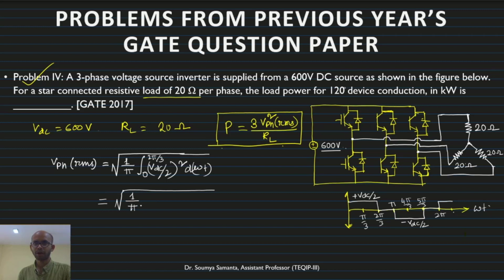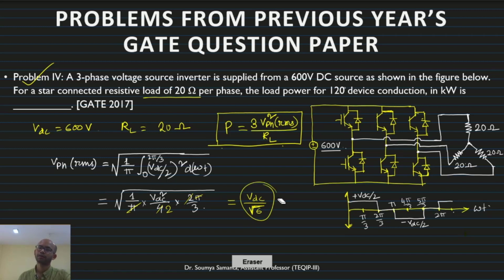So what do we get? 1 by pi, VDC square by 4, into this part will be 2 pi by 3. Let me change the color, it will be easier. Pi cancels out, this will be 2. So what is the expression we are going to get? This will be VDC by root 6, this one.